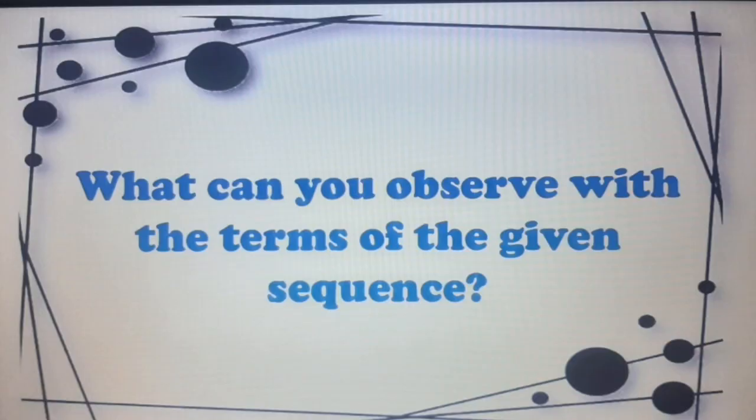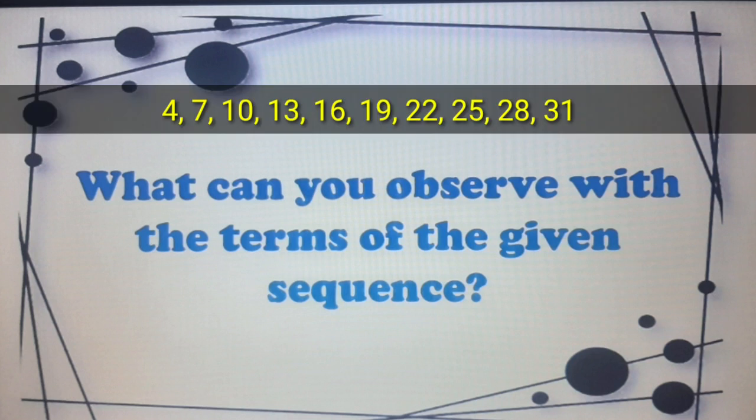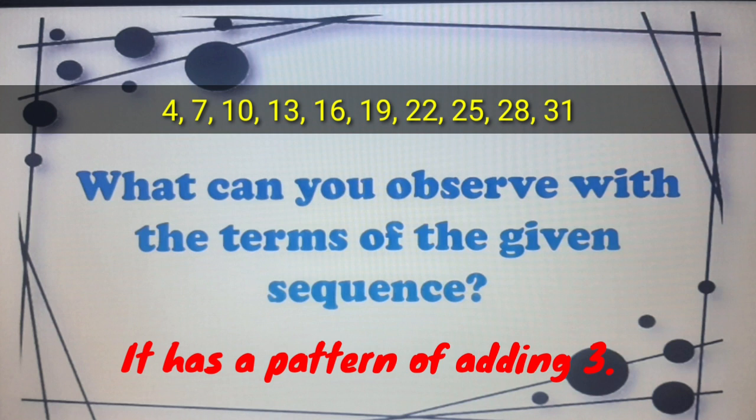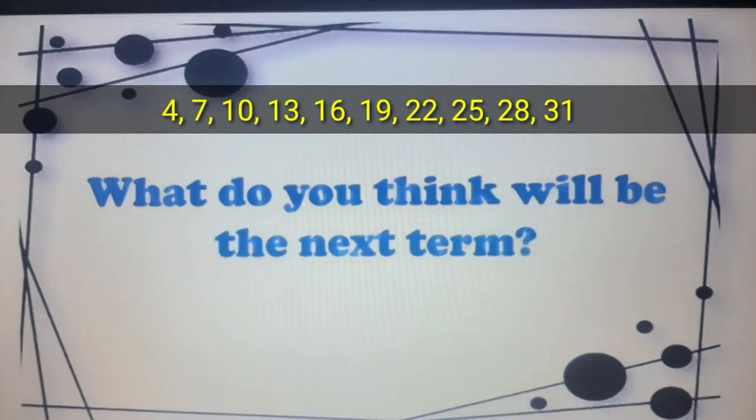Using the answers that we've discovered in our activity, I want you to answer this given question. What can you observe with the terms of the given sequence? It starts with 4, 7, 10, 13, 16, 19, until it reaches 31. What can you observe? Yes, it has a pattern of adding 3. If the last term that we have on our table is 31, what will be the next term? Yes, you're going to have 34.